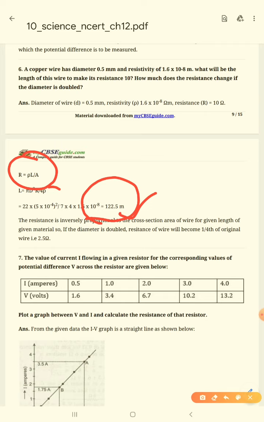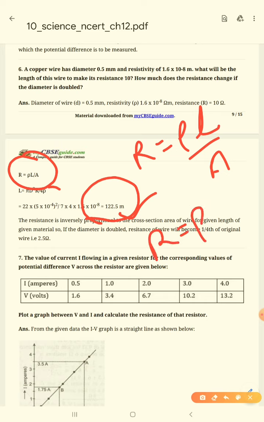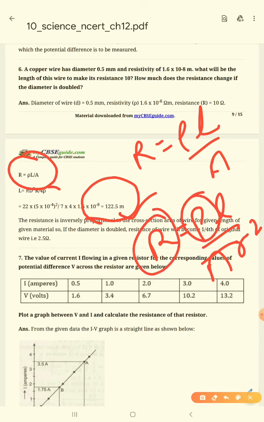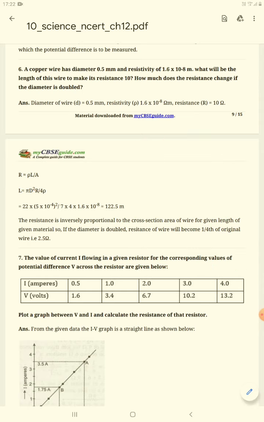Remember one thing, what we have to do: R equal to rho L upon A. Then we will write R equal to rho L upon pi r square. We have R, we have rho, we have to find L, we know pi, and we can find out the value of r from here. How? r equal to D upon 2. Then we will get our answer 122.5.